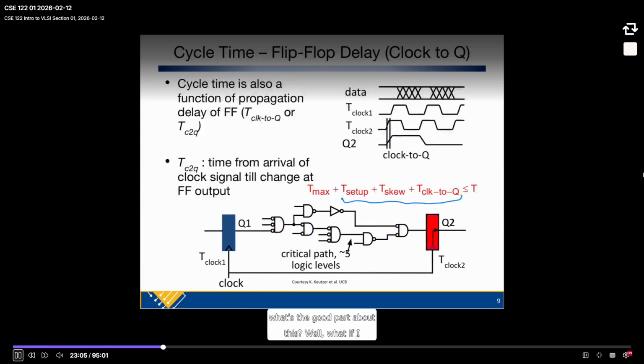Now, what's the good part about this? Well, what if I have a path, I have a critical path, my chip doesn't work very well, or it doesn't work, it's too slow. My period's too slow, and these all add up, and it doesn't get to the capturing flop at the right time. What? Slow the clock down. Instead of running at 100 megahertz, run at 99 megahertz. That's a solution, right? You can run everything slower.